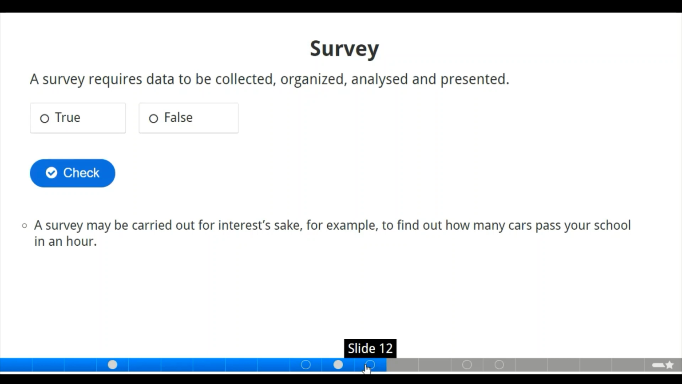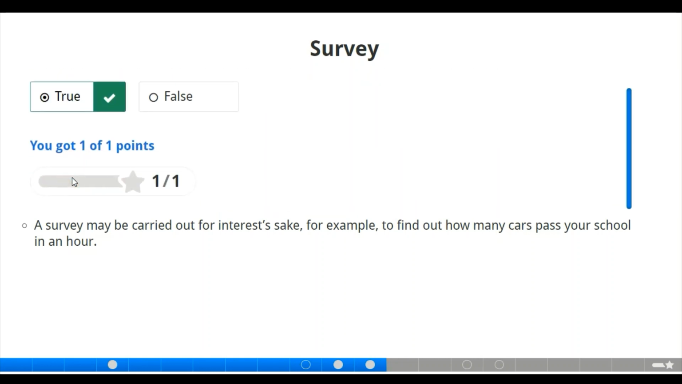Survey. A survey requires data to be collected, organized, analyzed, and presented. So if we want to perform a survey, what we need to do is go outside to the field and get our data. After we have gotten our data, we organize the data, we analyze it, then we present the solution, and we see the outcome. Now a survey may be carried out for interest's sake.